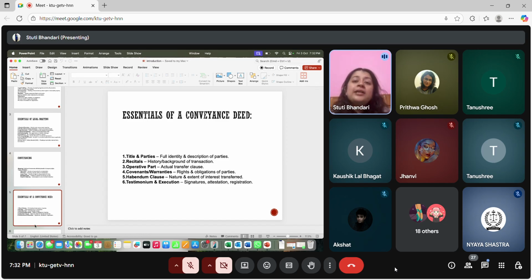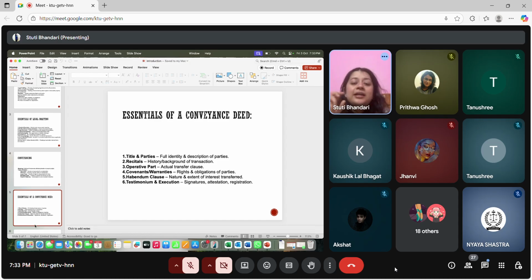So all these are arrangements which are made between the parties. So these should be there in a conveyancing deed. Then there is the habendum clause. Now, if I am the landowner and I am giving only one room of my property in tenancy to a tenant, I would write to what extent I am transferring my land to that tenant. So the extent of the transfer is also mentioned, which is called the habendum clause.